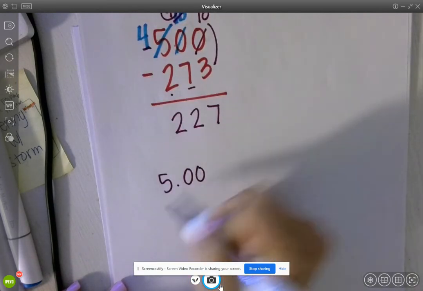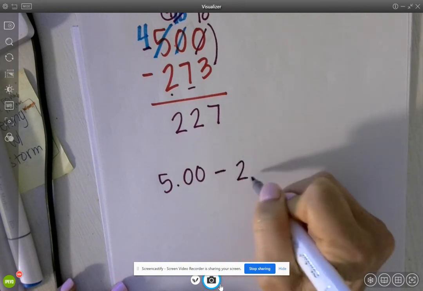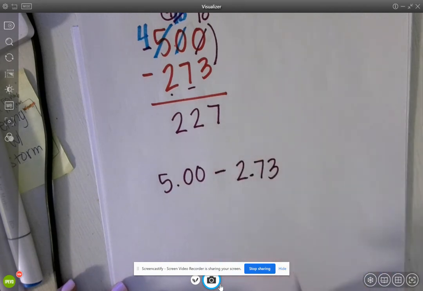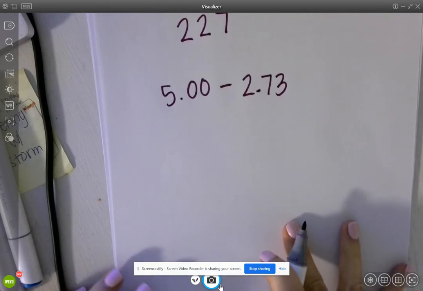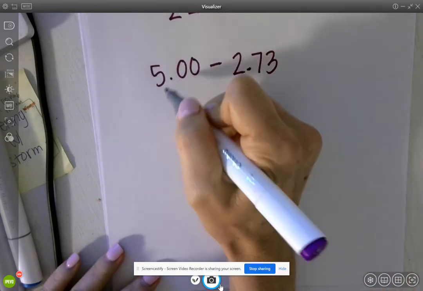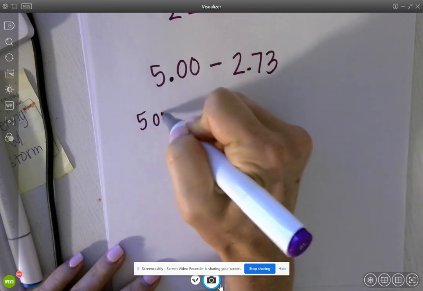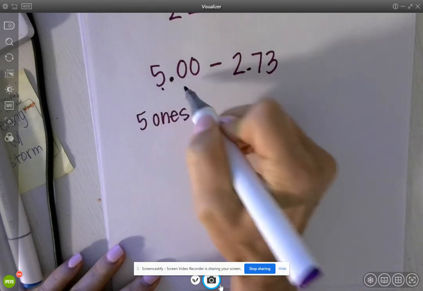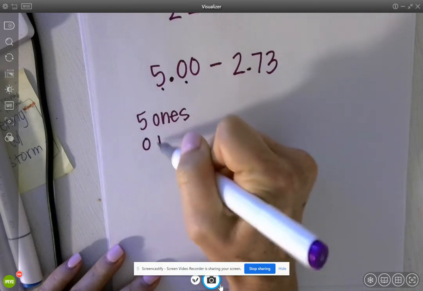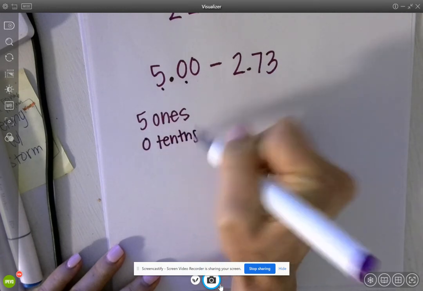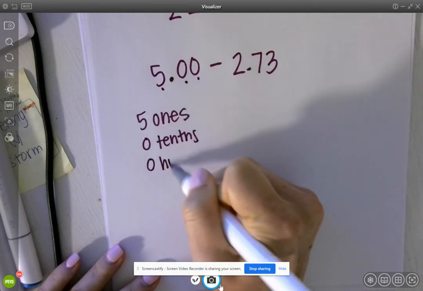$5 minus $2.73. So now I'm just going to write them, and I'm going to decompose them based on their place value. So in this case, now we have 5 ones, we have no tenths, and we have no hundredths.